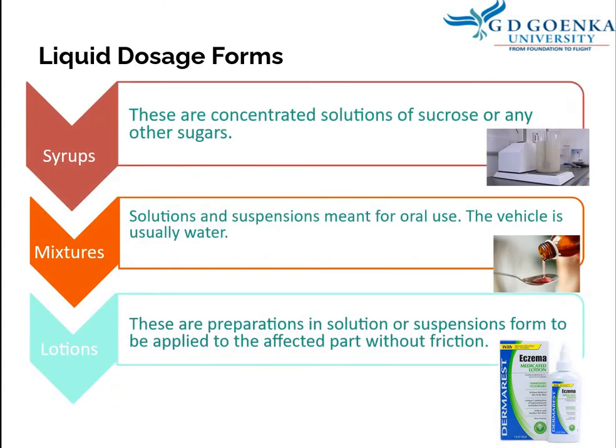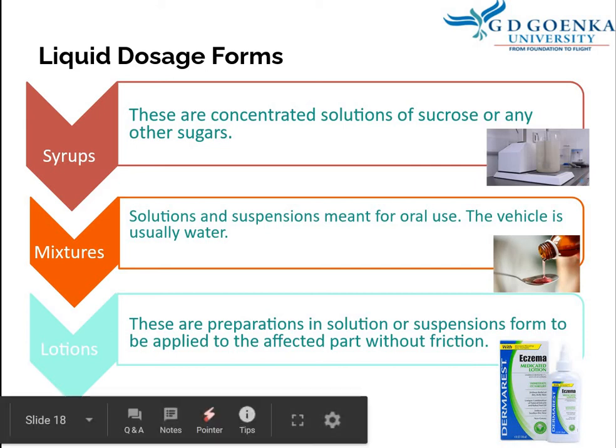Let us now study the various examples of liquid dosage forms. Syrups. They are concentrated solutions of sucrose or any other sugars. Mixtures. They are solutions and suspensions meant for oral use. The vehicle is usually water. Lotions. These are preparations in solution or suspension form to be applied to the affected part without friction.